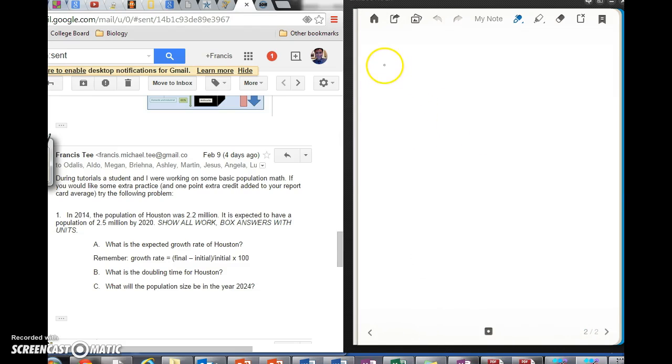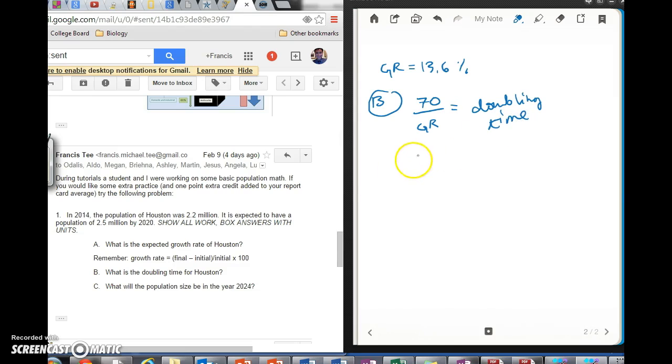So in letter A, we found out that our growth rate is equal to 13.6%. But in part B, we're asking for the doubling time. So if you know 70 divided by growth rate equals doubling time, you should be good. So 70 divided by 13.6 would give us that answer. So make sure to write your answer down and remember that it's going to be in years. Okay, don't forget your units.